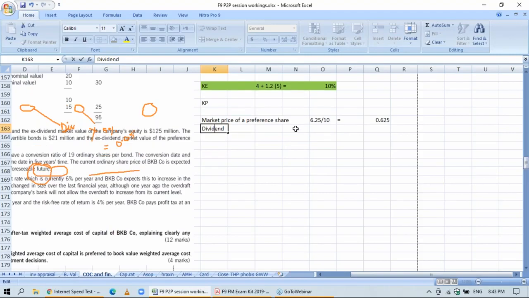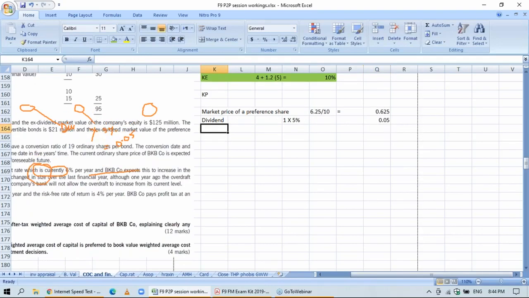And the dividend is $1 multiplied by 5%. The face value into 5%. Dividend is always on the face value. So this makes 0.05. So let's calculate the KP. So KP is simply the dividend divided by the market price, as discussed in the last class, multiplied by 100.